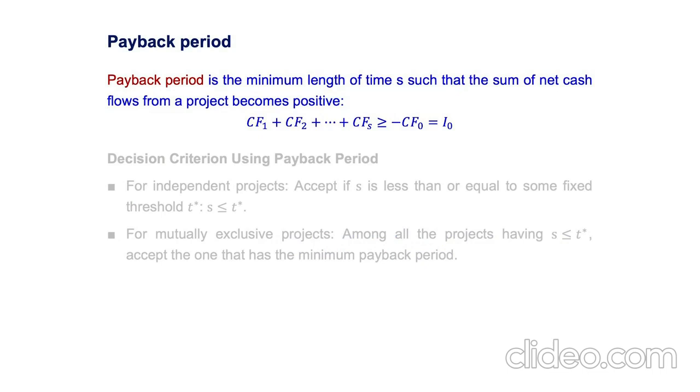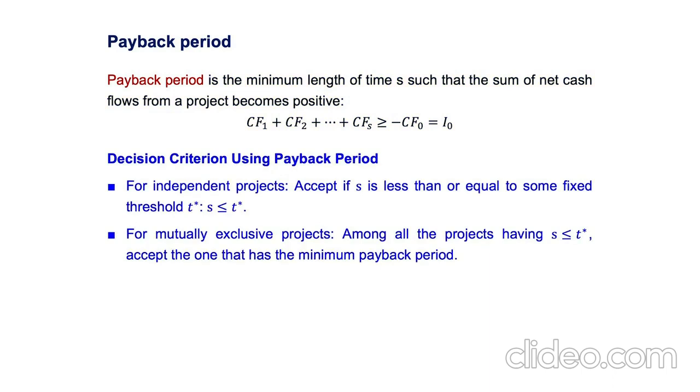A project's payback period is defined as the minimum time, denoted by S, such that the sum of net cash flows from the project turns positive. In other words, it is the time taken for the sum of the project's subsequent payoffs to just cover the initial investment. This is formally given by the equation highlighted on the slide.